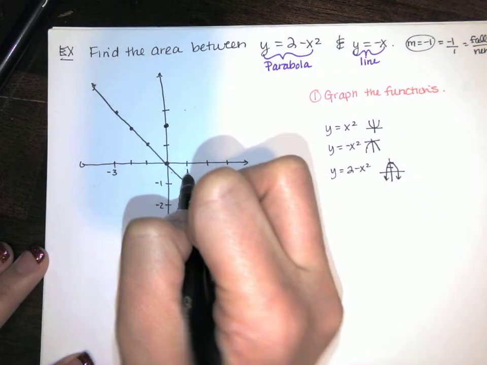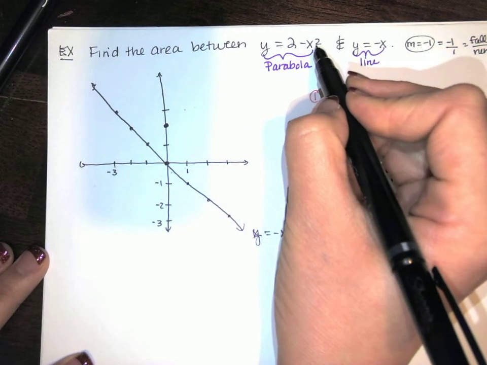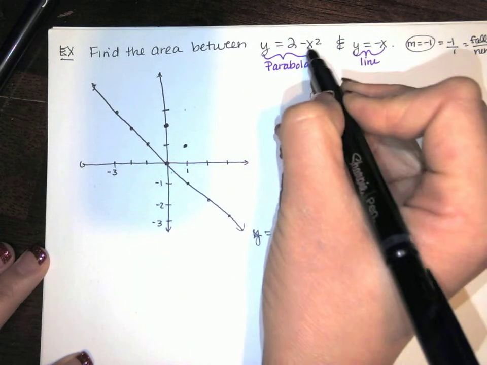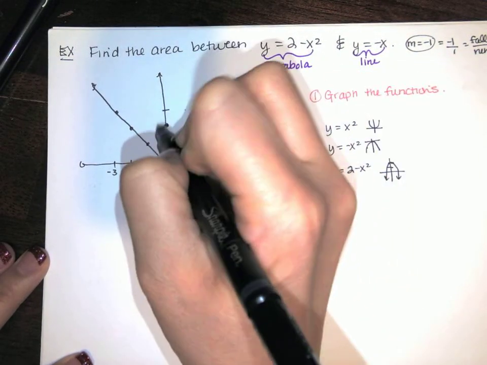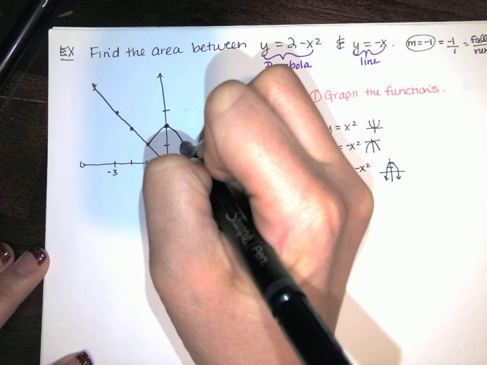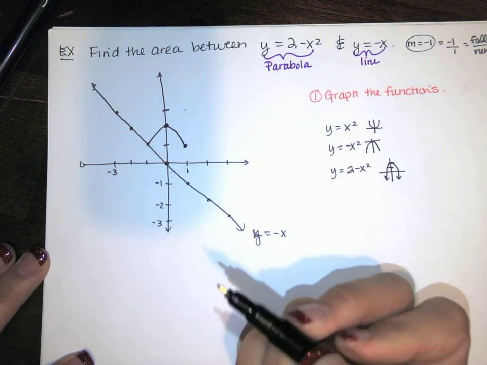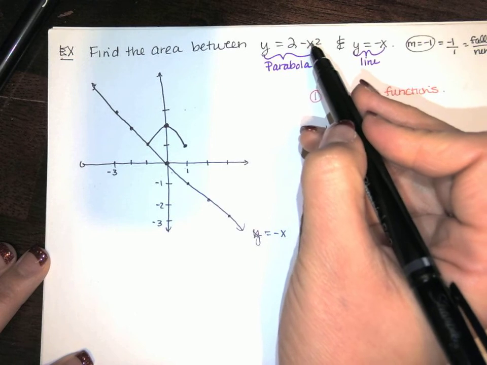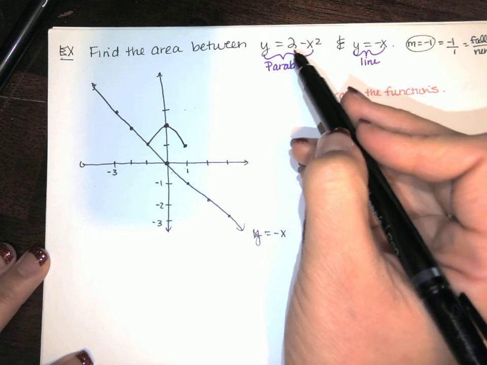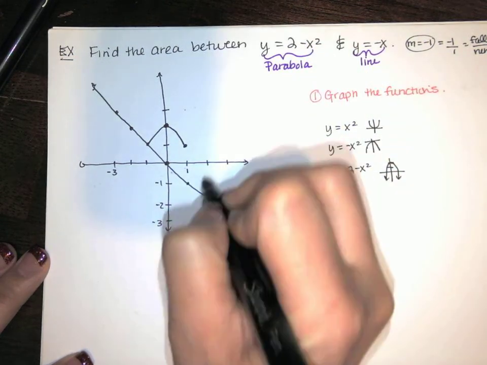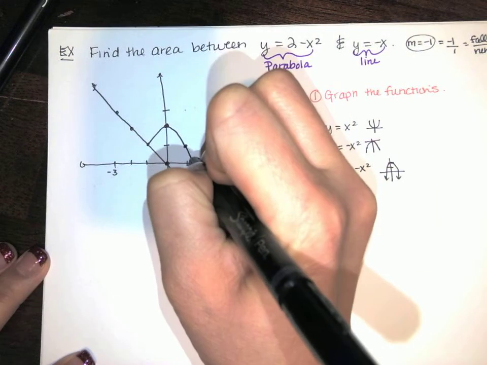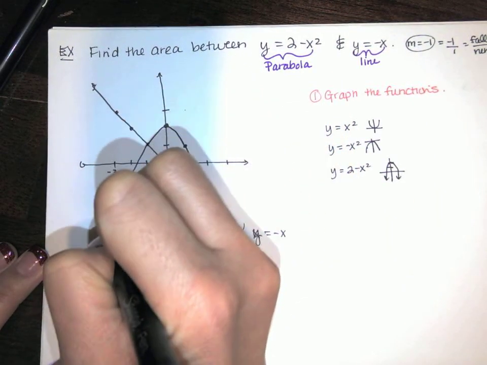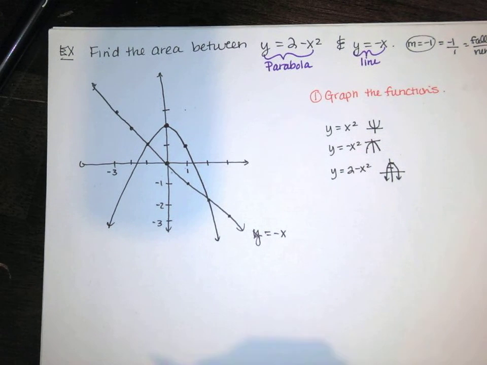Now if x is 1, y is going to be 2 minus 1 squared. 1 squared is 1, so 2 minus 1 is 1. And if x is -1, we're going to get the same thing. So it's going to look like that. Now when x is 2, 2 minus 2 squared, that's 2 minus 4. 2 minus 4 is -2. We're going to be right here. And the pattern continues, but we're not too concerned about that.